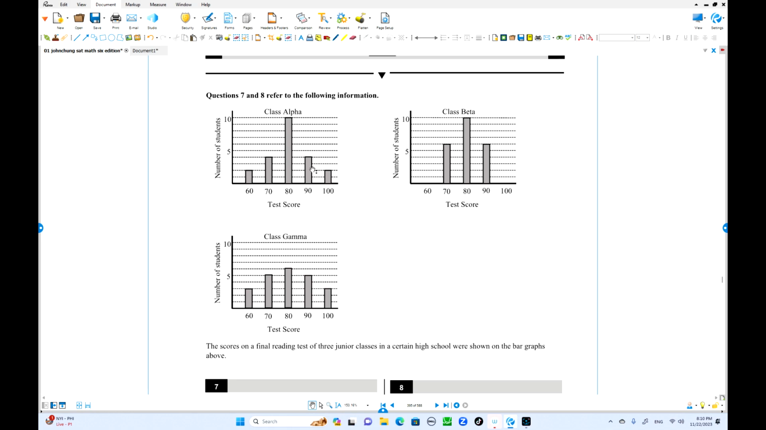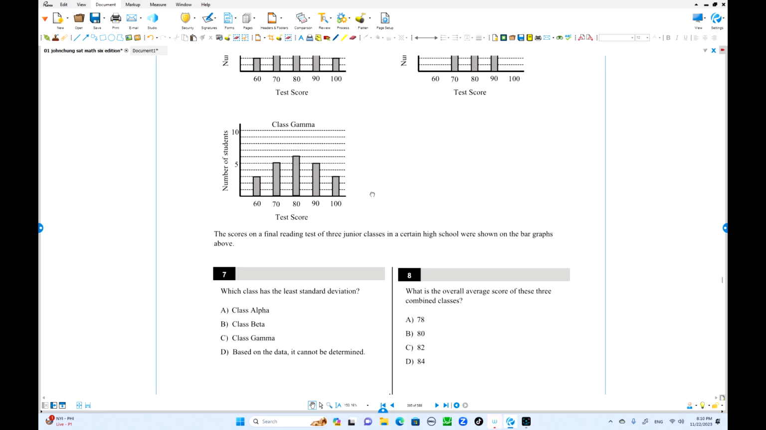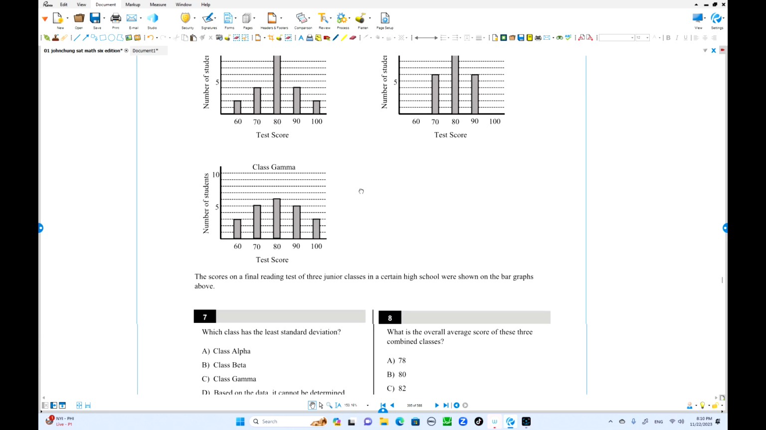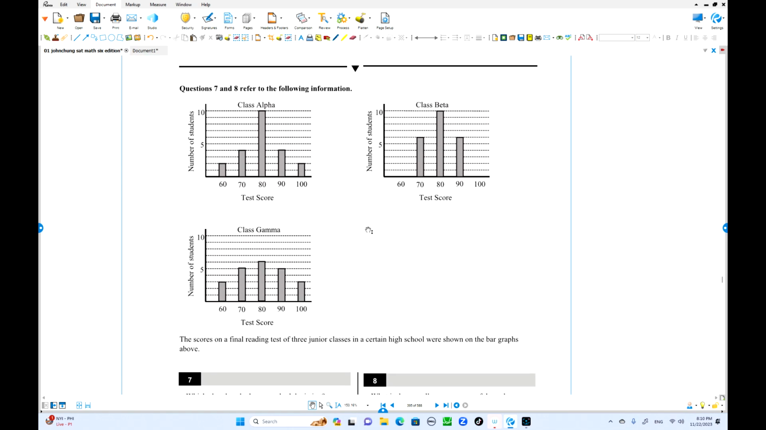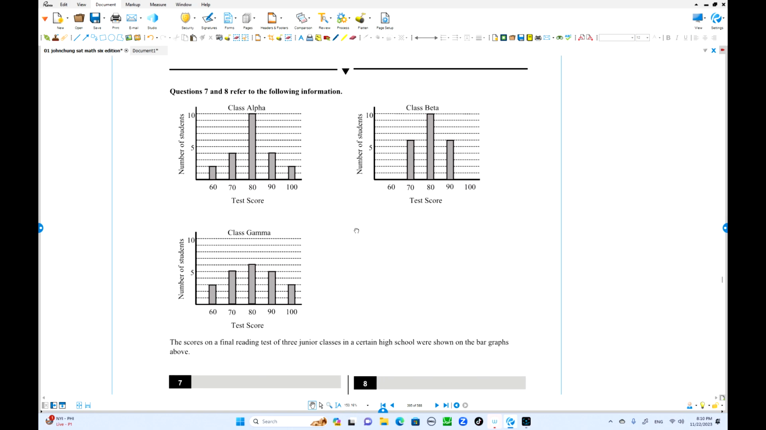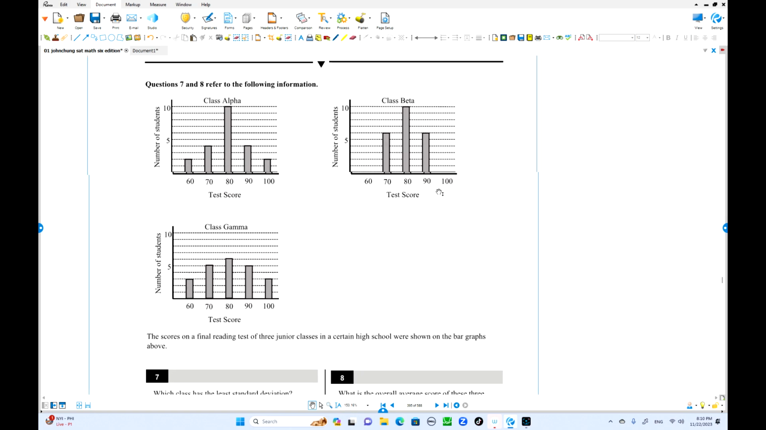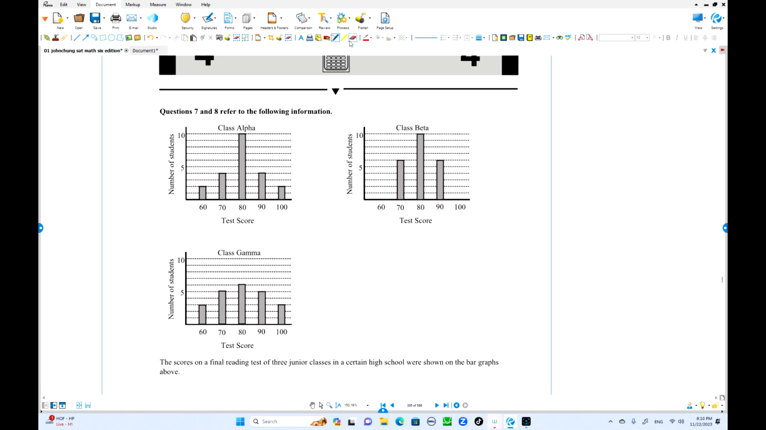So we have 3 graphs over here, okay? So take a look at number 7. Which class has the least standard deviation? When you take a look over here, which data stick together? This one, right? Very close. They are different by only what? 10 different. To the left, another 10 different. This is 6. This is also 6. So each one is 10 different.